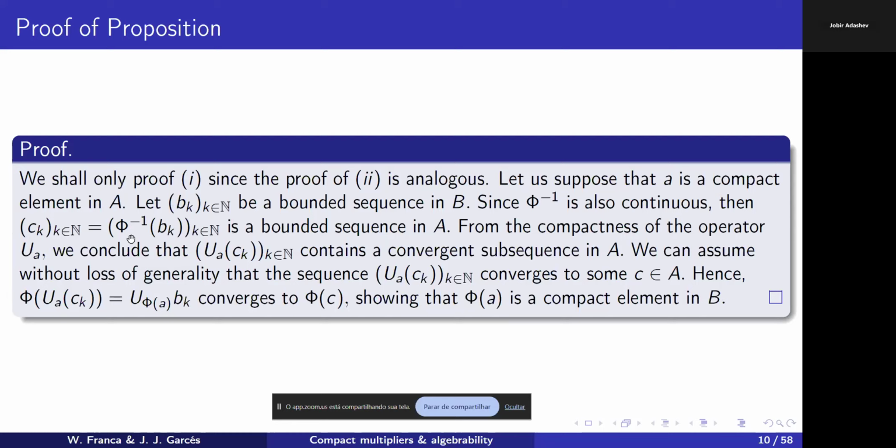Now, using the fact that a is a compact element, the associated operator U_a is compact. So U_a of (c_k) either converges itself or, in the worst case, possesses a subsequence which converges. Now we can just apply the map phi to this expression and, using the fact that phi is multiplicative, we realize that phi(a) is actually a compact element in B. So the proof is very short. There are no tricks, and it is pretty much standard, but this is essentially our starting point.